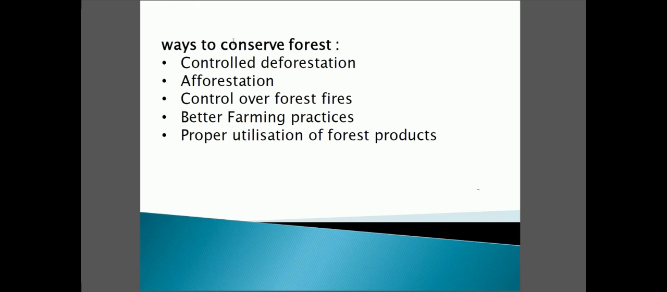Better farming practice could also increase forest efficiency. It could promote afforestation, more and more plantation. Proper utilization of forest products also conserves the forest.